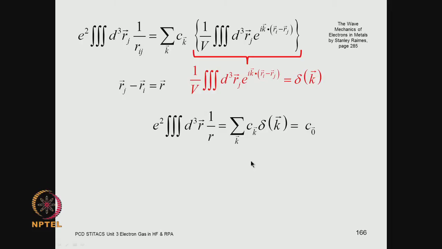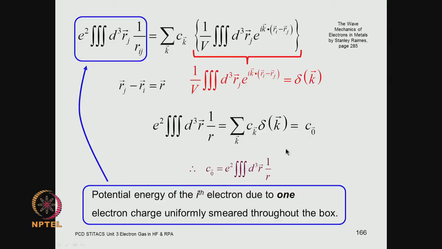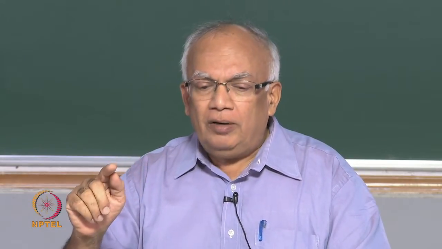So, this is our result here, that you have delta of k, and this means that the only term that will survive under this summation is the term corresponding to k equal to 0, right, which is C0. So, that is your coefficient C0 now. What is C0? What is this? This is nothing but the potential of the ith electron in the field of the jth electron, as if the jth electron is smeared over the whole box. The jth electron is not at a particular location, it is smeared over the whole box. The potential energy of the ith electron due to just one electron, but that one electron is smeared over the whole box at a uniform charge density. So, that is what we get for C0.